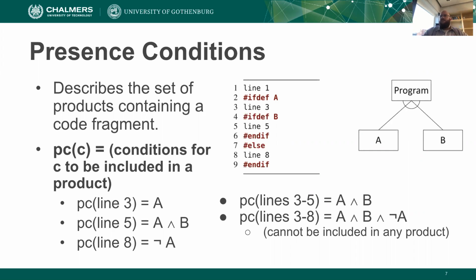present. We use this function called PC of C. So this is the presence condition for a code fragment. This is the condition for that piece of code to be included in a product. Like, what has to happen for that to be true based on our feature model.